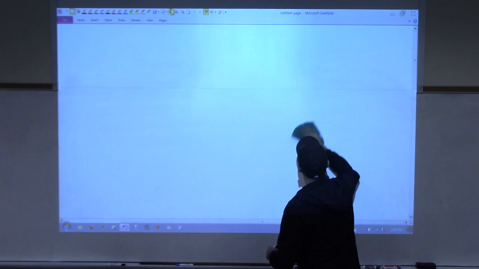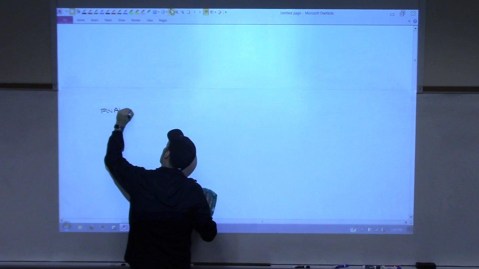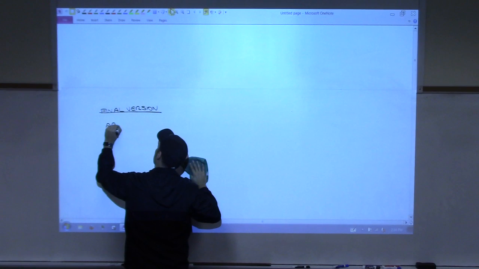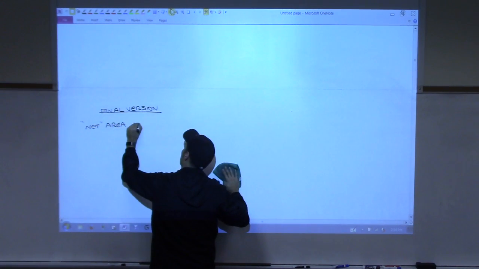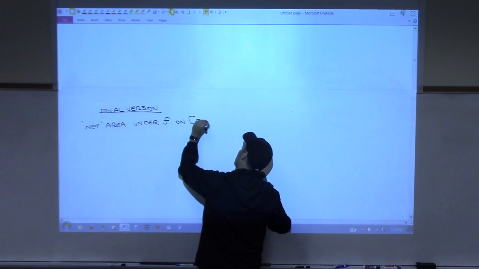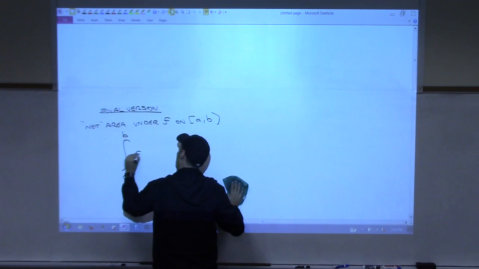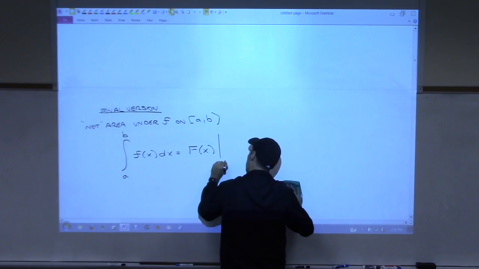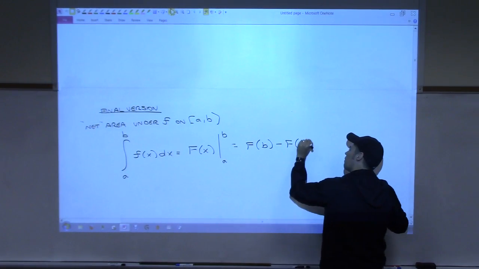I want to write the final version of the evaluation theorem. Net area under f on [a, b] is given to you by this notation. There.